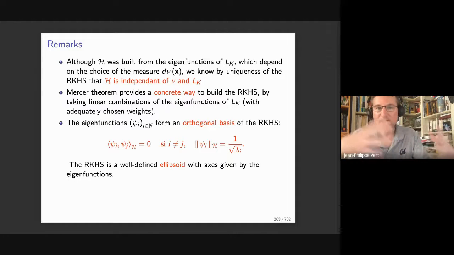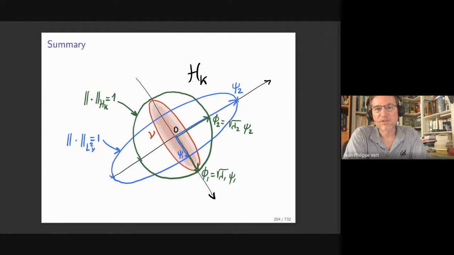remember that the psi are L2 functions. So you're in L2, and the RKHS is a subspace of L2. It's an ellipsoid, and the axes are given by the eigenfunctions. So this is a rough, artistic summary of what we have here. Maybe you should draw this picture yourself to convince yourself of the different things we have. In red here, we have an example of what could be a measure nu.